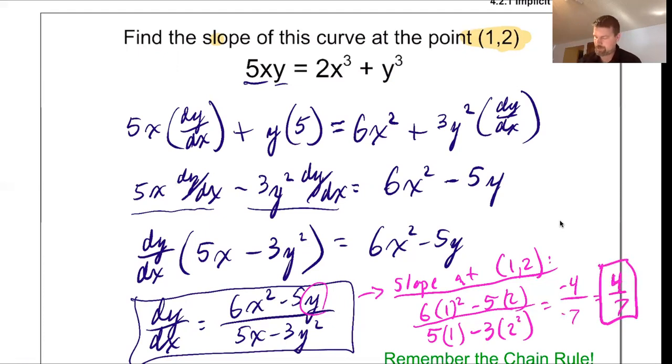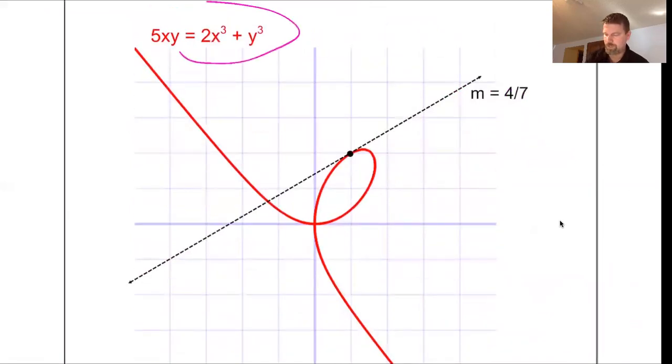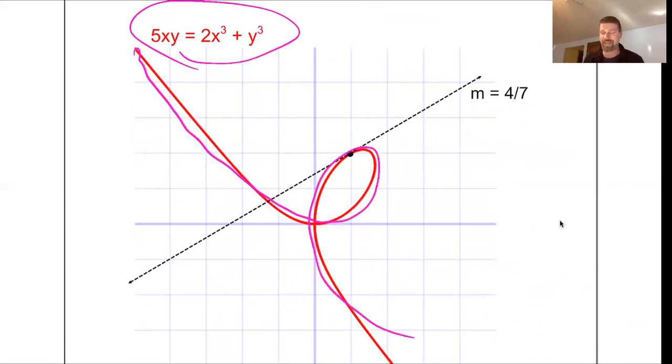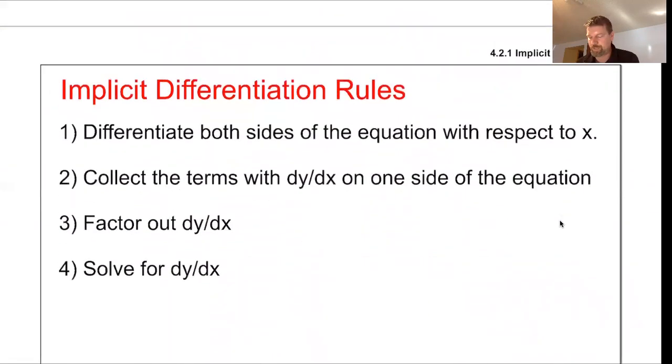Next page checks. Look at that. Here is the equation of that crazy 5xy equals 2x cubed plus y cubed. This is actually kind of a weird graph with a loop in it. Notice it's not even a function, but even though it's not a function, it doesn't matter. I can still find the slope at that point (1, 2). It's going to have a slope of 4/7. We got it right.